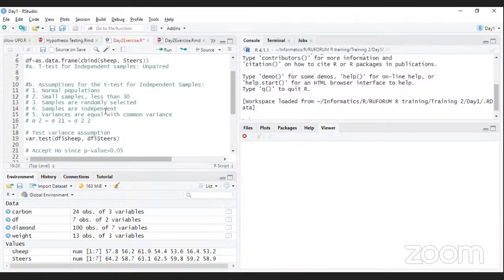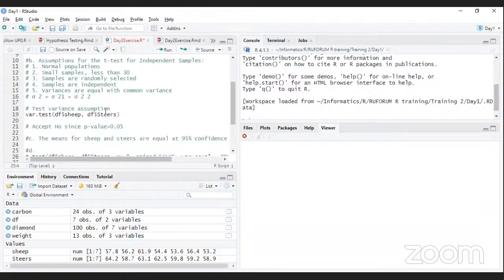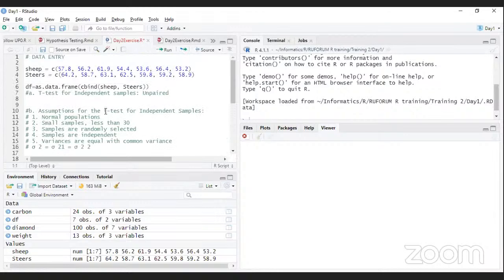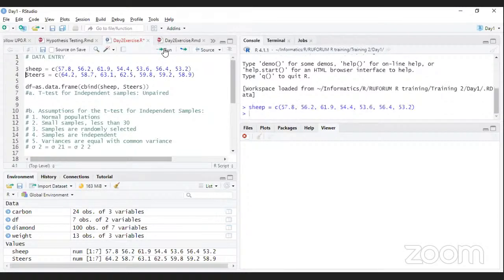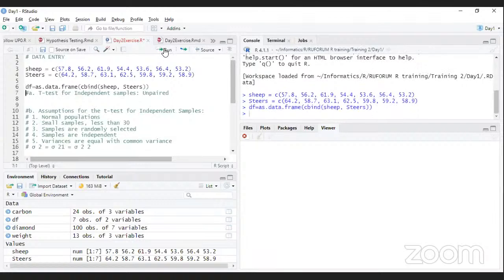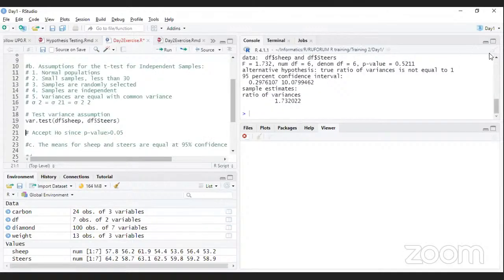So I was saying, because we have the equal variance assumption, what we have to do is test that variance using the var.test function. When I ran that function, I found out... Can I just run my code so that we can see the results? Yes. So this is the result for the var.test.